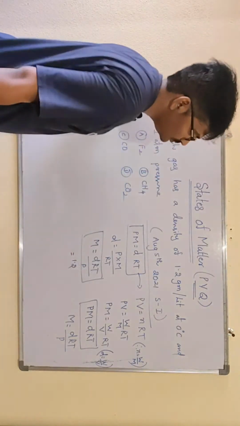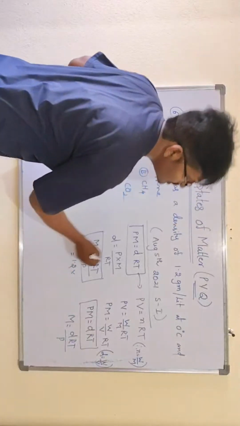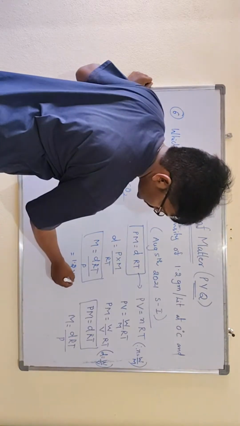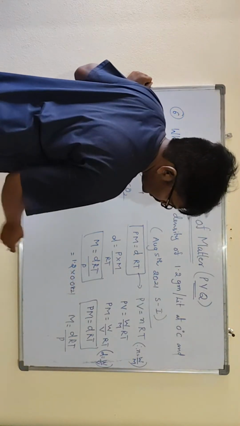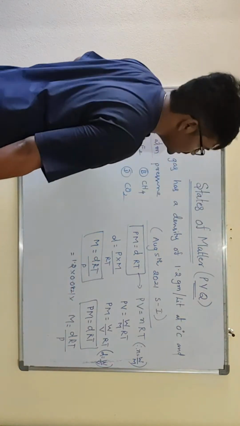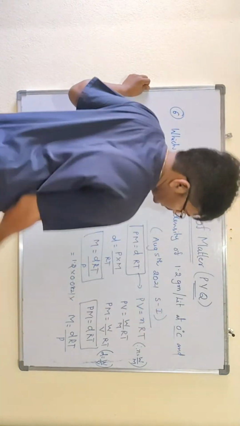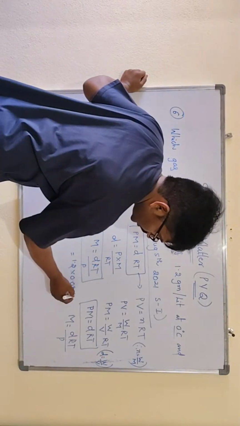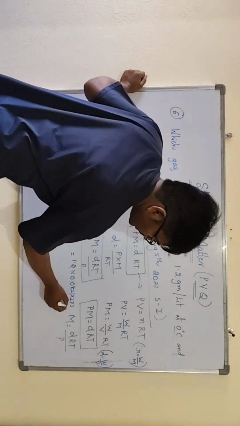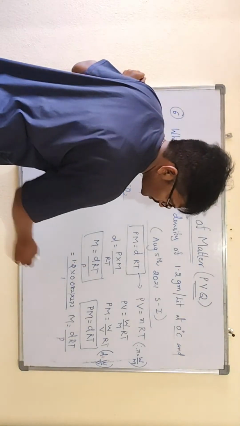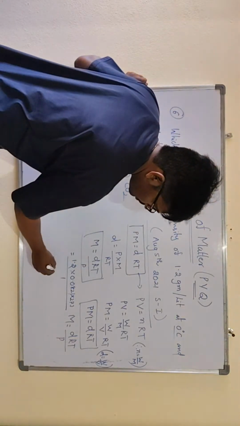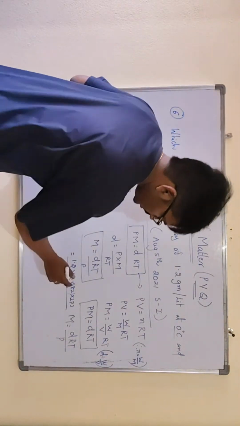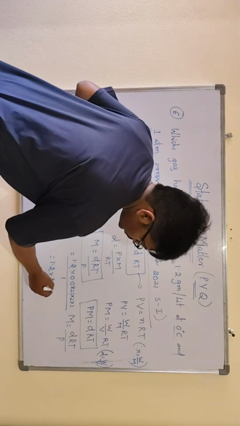So to find the molar mass, what density is given? 1.2. Then, since the pressure is atmospheric, you have to take the R value as 0.0821. Then the temperature mentioned is 0 degrees Celsius, which you have to convert into Kelvin. So take the absolute temperature, that is 273. Then divided by pressure, only 1 atmosphere.